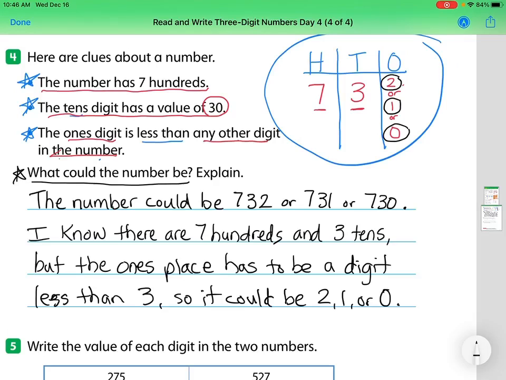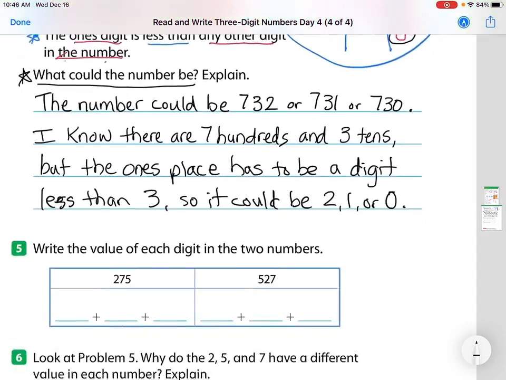Okay, I hope you're done with your writing. That took me quite some time to write out, and you might have something different than what I have, but as long as you've explained what the 3 different numbers could be and why that ones place could be either a 2, 1, or a 0, then I think you have done a good job. And if you need to, you can always pause the video and finish writing your answer.